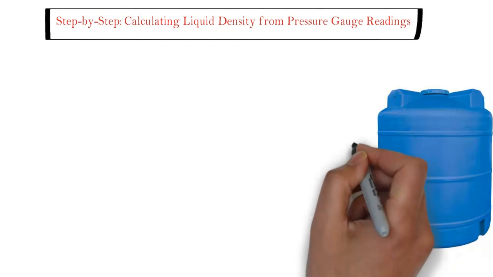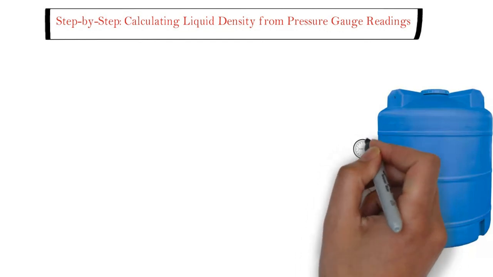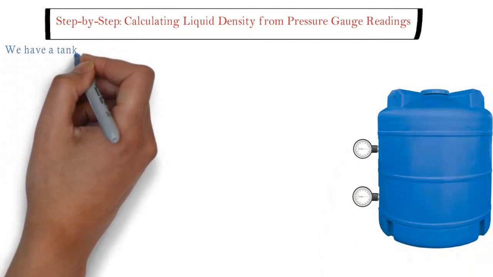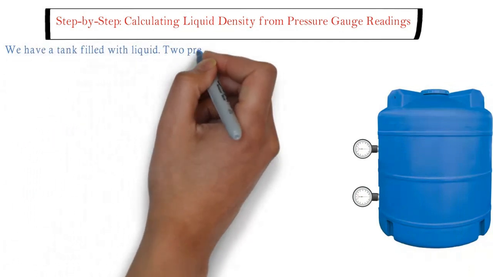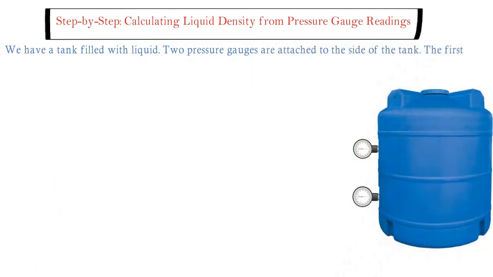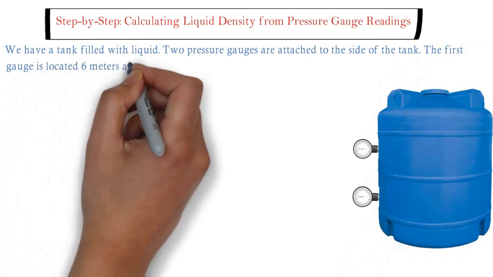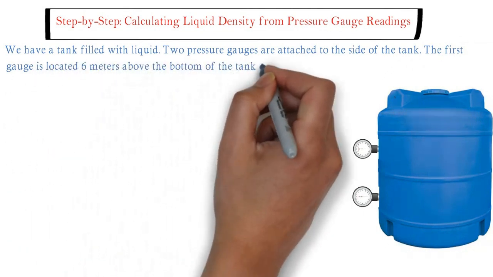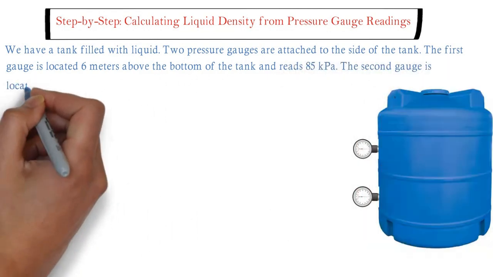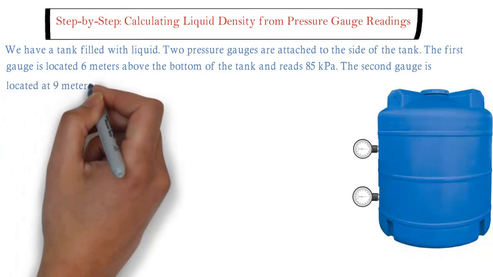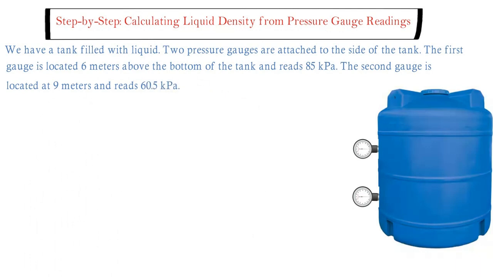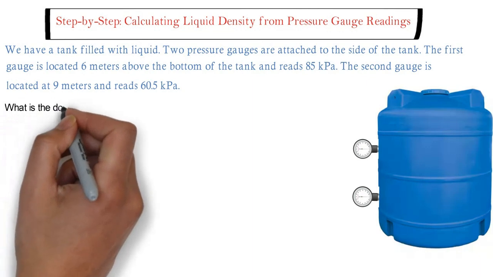So here is the problem. We have a tank filled with liquid. Two pressure gauges are attached to the side of the tank. The first gauge is located 6 meters above the bottom of the tank and reads 85 kilopascal. The second gauge is located at 9 meters and reads 60.5 kilopascal. Our task is to find the density of the liquid in kilogram per cubic meter.